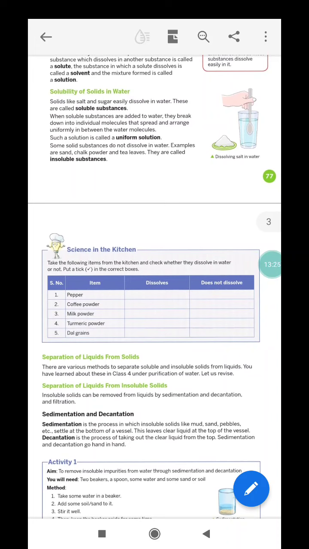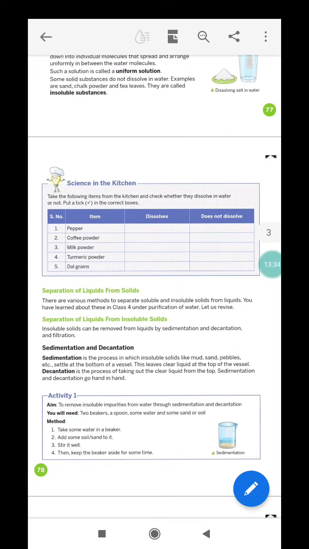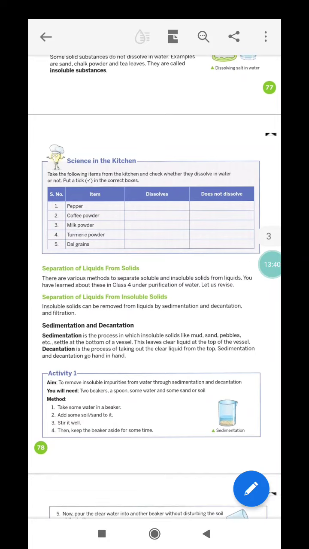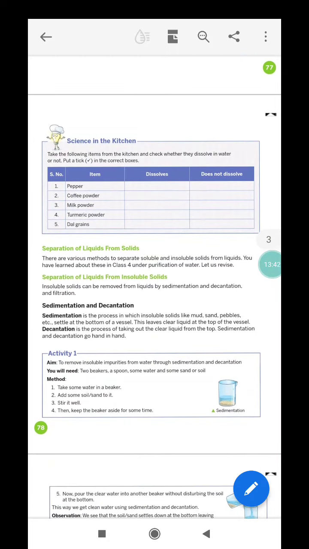Okay, so you have to do this activity as your homework. Now we will read about separation of liquids from solids. There are various methods to separate soluble and insoluble solids from liquids. You have learnt about this in the previous classes under purification of water. Now let us revise, as you have already studied this in class 3.